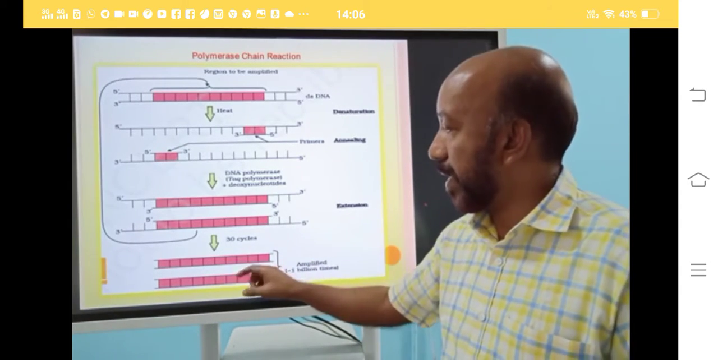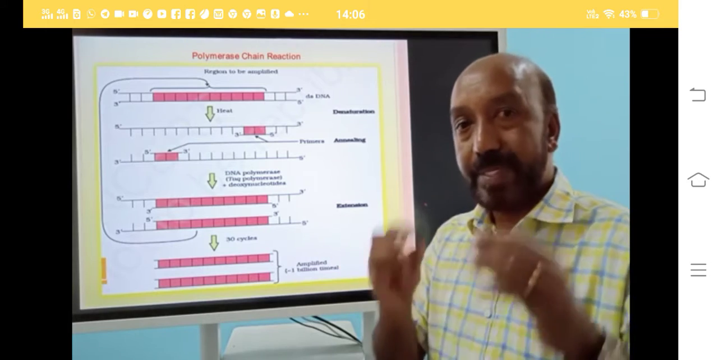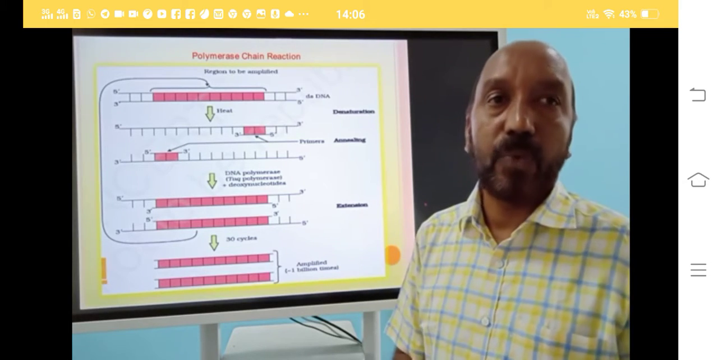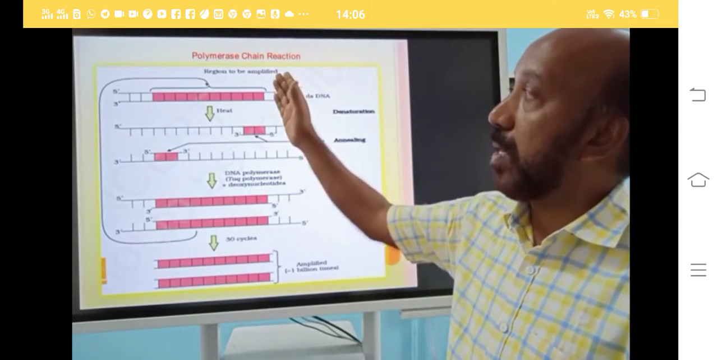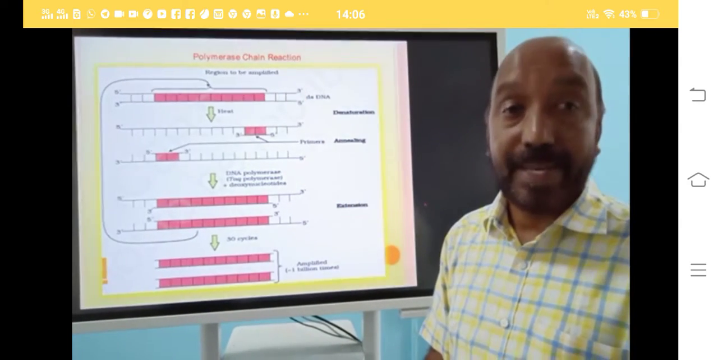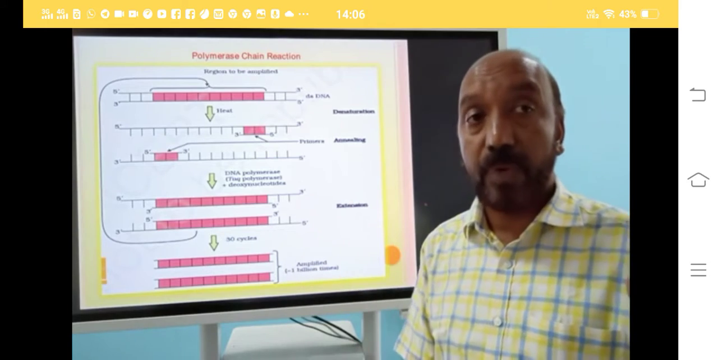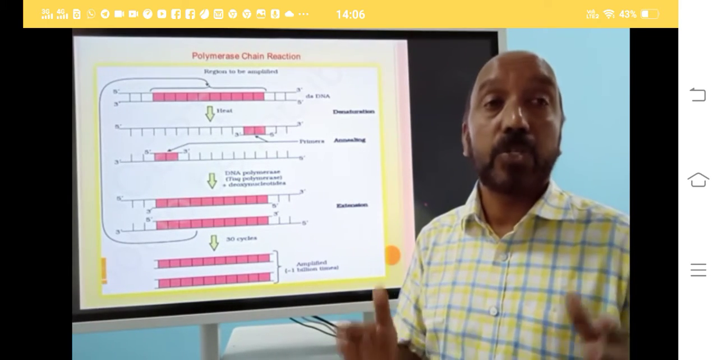After that, we will get a lot of the same type of DNA fragments available in the case of this mechanism also. So the method is called the polymerase chain reaction. So we are getting billions of copies available within a short time also.